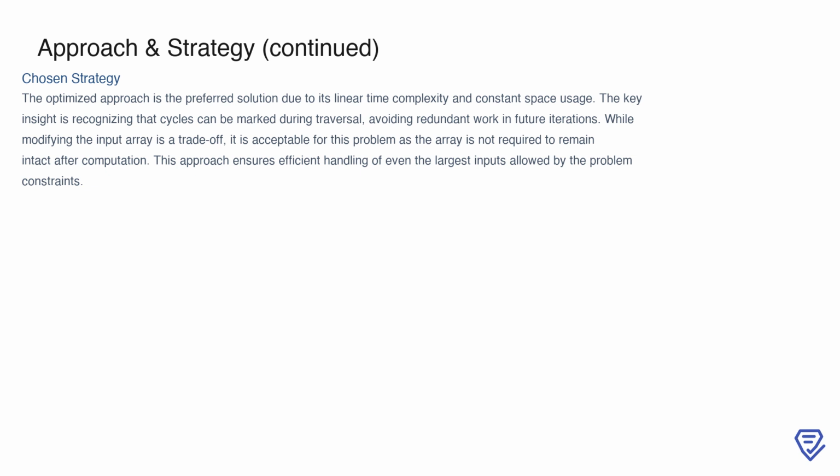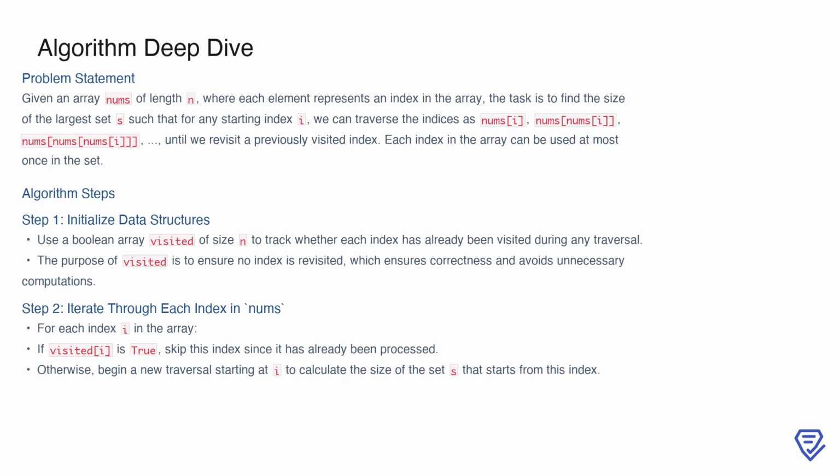In this problem, we are tasked with finding the size of the largest set of indices in an array, where the traversal through the indices follows a specific pattern. Starting from any index i, we repeatedly jump to the index specified by nums[i], then nums[nums[i]], and so on, until we encounter an index that has already been visited, thus forming a cycle. Each index can only belong to one set, and our goal is to determine the size of the largest such set.